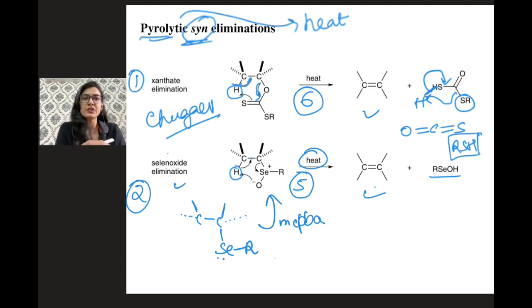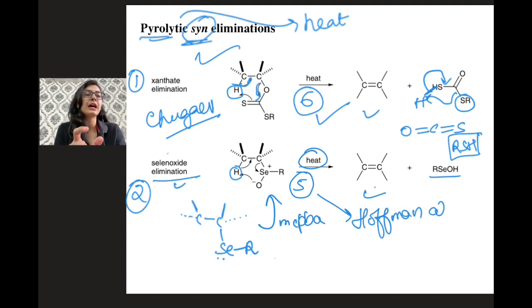Most of the syn elimination or syn pyrolytic elimination reactions prefer to give Hofmann alkene, that is the less substituted alkene. But even if you are getting some amount of Saytzeff alkene, that will only be given by the six-membered transition state, by the Chugaev elimination or acetate pyrolysis. Okay, acetate pyrolysis is similar because it goes through a six-membered transition state. The five-membered transition state ones, the selenoxide elimination and Cope elimination, will always give you Hofmann alkene without any doubt.